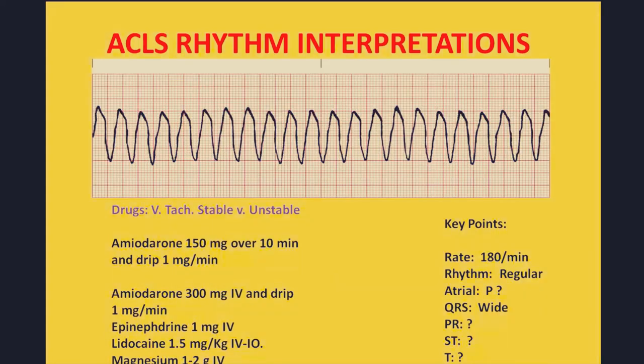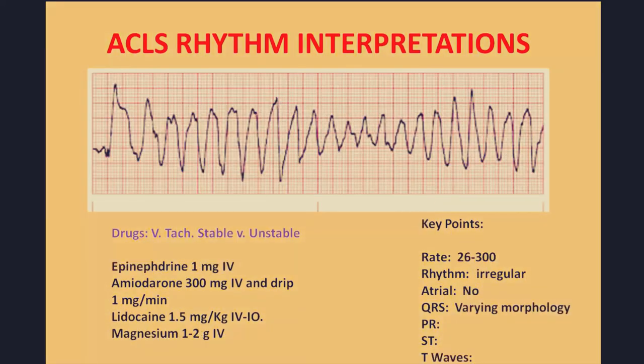Here's another example of a ventricular tachycardia, which is much faster here, almost 180 to 190 beats per minute. And again, the treatment would be that for unstable ventricular tachycardia because of a much faster rate and much more distorted QRS complexes.